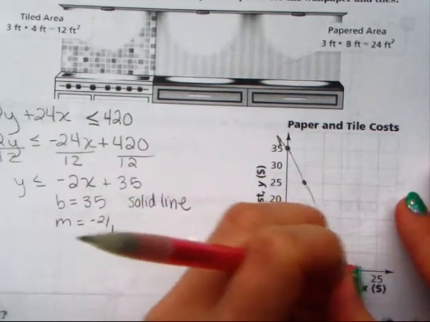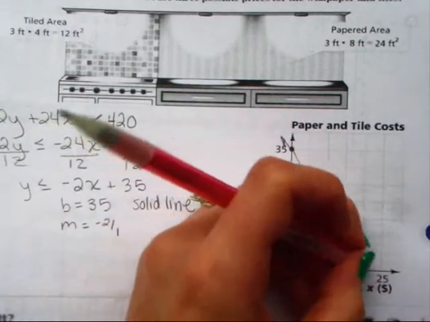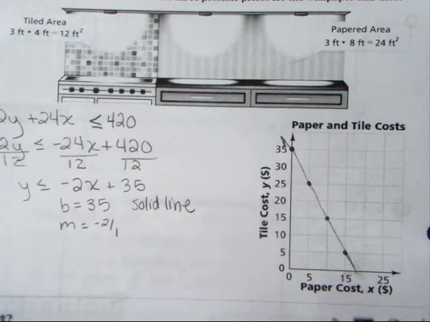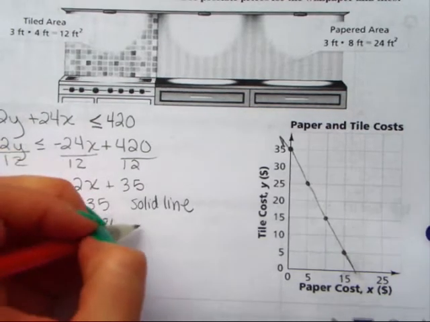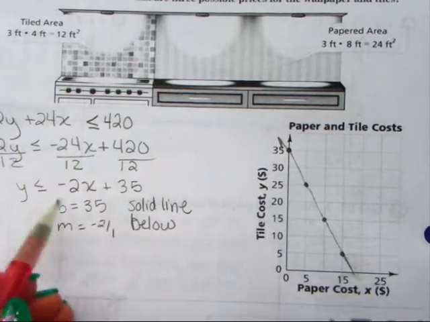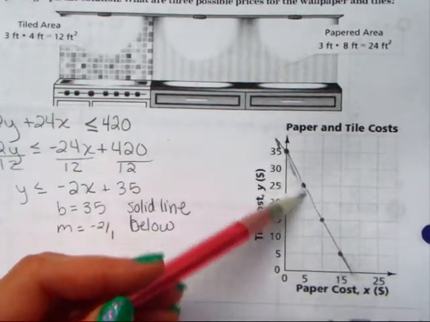Now, I don't need this arrow at the bottom because it's going to stop, alright? Because we're not going to go into negative cost or anything. Now, I'm hoping you understand from the previous video that you have to shade below because it says y is smaller than this value. So everything under here gets shaded.